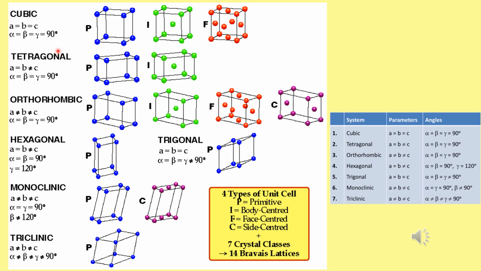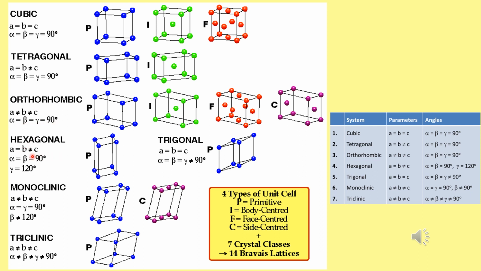So in the three-dimensional case, we have 7 crystal systems depending on their lattice parameters a, b, c, and alpha, beta, and gamma. For cubic, a equals b equals c, and alpha, beta, gamma are 90 degrees. For tetragonal, a equals b does not equal c, the third side is not the same, and alpha, beta, gamma are 90 degrees. For orthorhombic, all sides are unequal, a does not equal b does not equal c, but the angles are all 90 degrees.